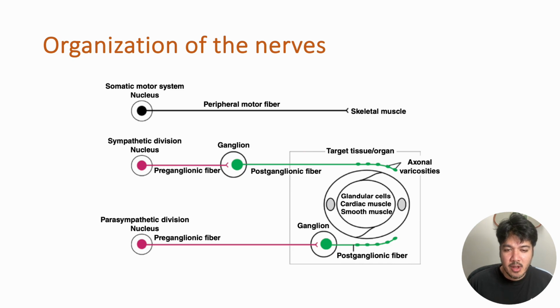So the preganglionic fiber synapses on the postganglionic fiber at the level of the ganglion. It then courses its way through the body before reaching the target organ. And just to re-emphasize, the target organ in the case of the autonomic nervous system is usually either your glands, your cardiac muscle, or your smooth muscle.